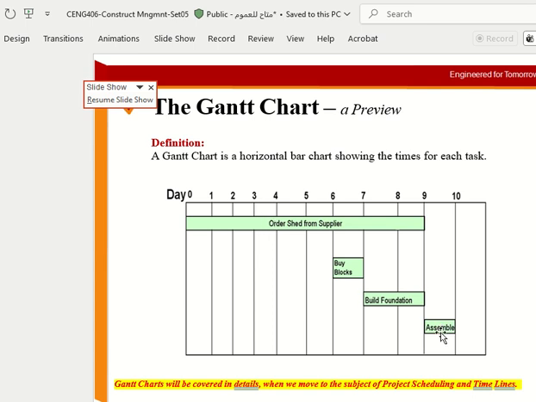Which one is critical? Which one is my critical path? There are two paths here. One shows a sequence of activities with 4 days. The other shows a sequence of activities with 10 days. Which one is my critical path? Tell me.